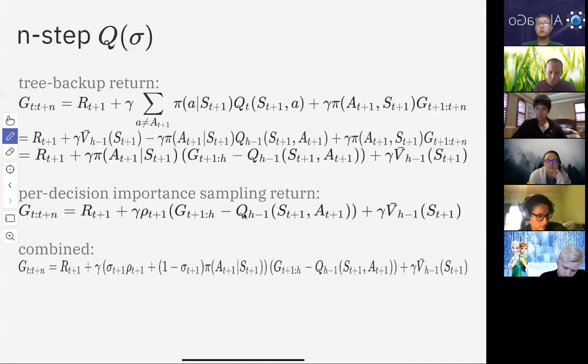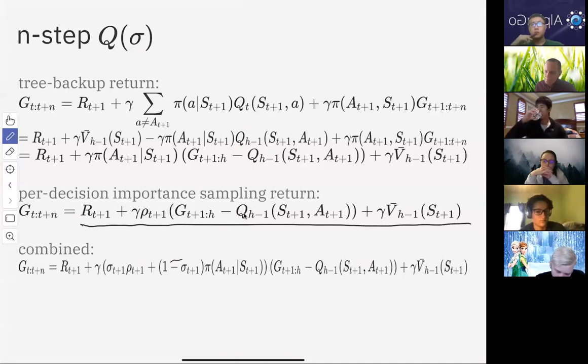So let's first look at the per decision importance sampling. This is just a rewrite of what we'd seen before, where our rho sub t plus 1 is multiplied by our subsequent return minus our Q value for the action we actually take. And then we add on this term for the value function of the state.